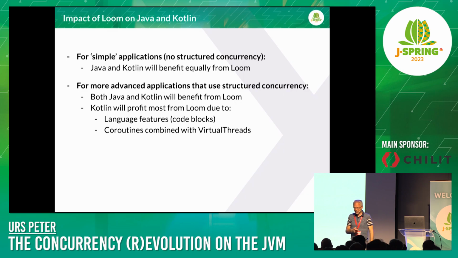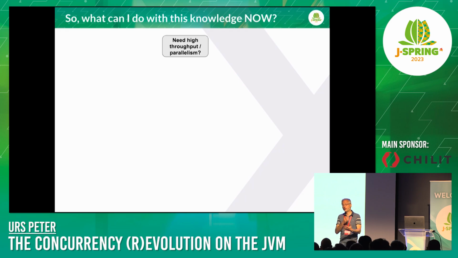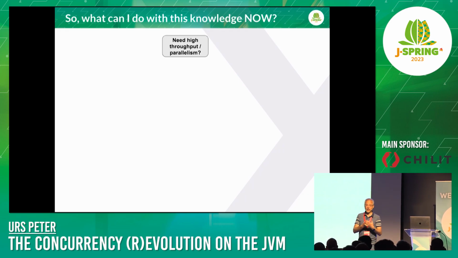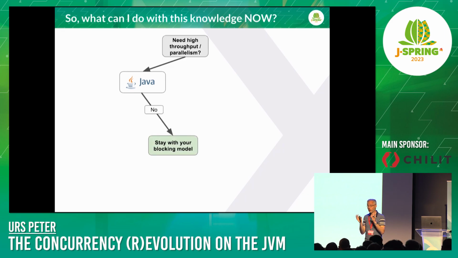Okay, so I think I have a bit of time left to finish up with what you do with the knowledge you gained today so far. Well, what I think is very important is to ask yourself, do you really need high throughput and parallelism in your application? Because I think we often write applications that are for administrative purposes. They don't have millions of users, or hundreds of thousands of users. Just software some people use. And there you don't have the need for all this absolute efficiency. If this is the case and you use Java, then I would advise you to stay with your blocking model.